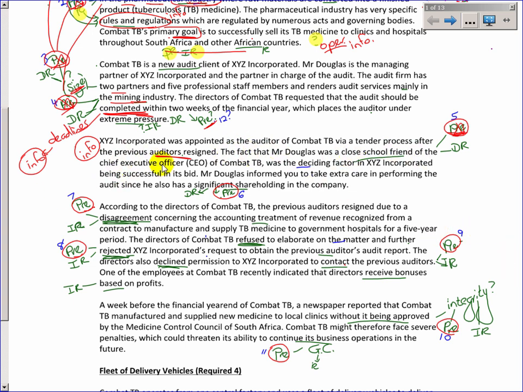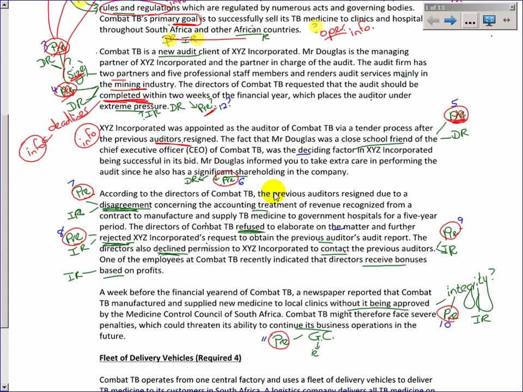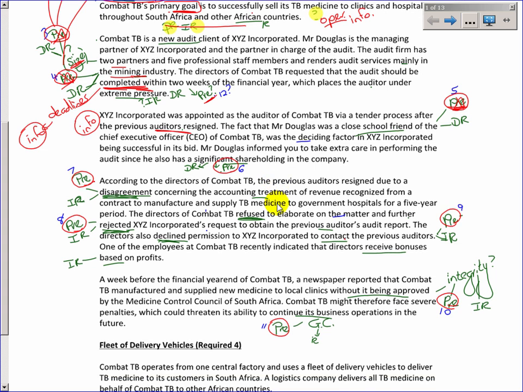The fact that Mr. Douglas was a close school friend of the CEO was the deciding factor in XYZ being successful in its bid. That doesn't really give me any indication of the entity and the environment. Mr. Douglas informed you to take extra care in performing the audit since he has a significant shareholding. Again, that's more about us as an audit firm rather than the client.